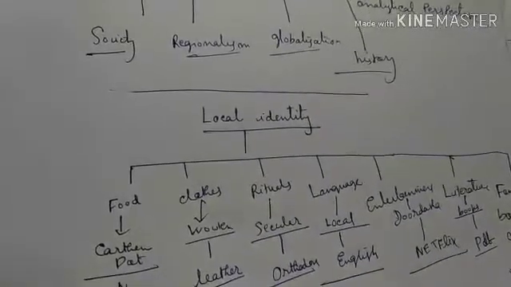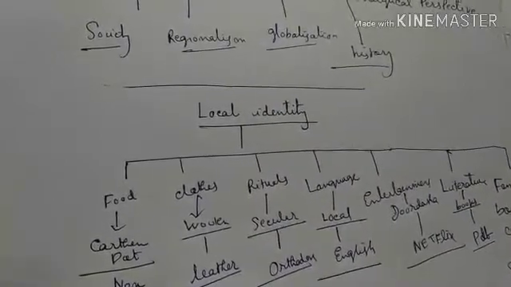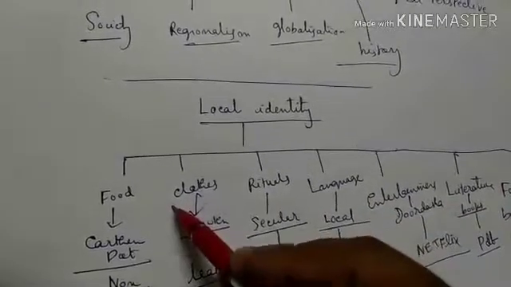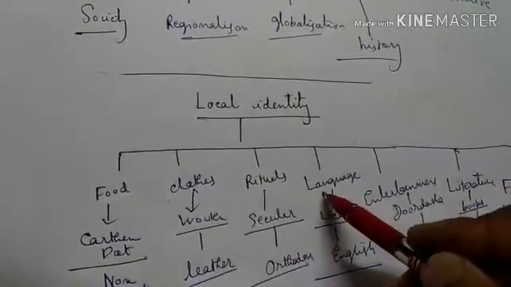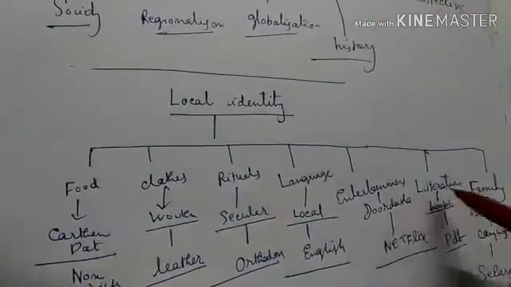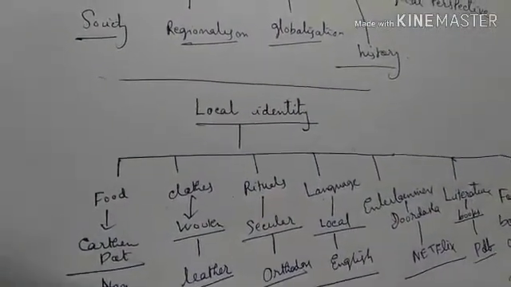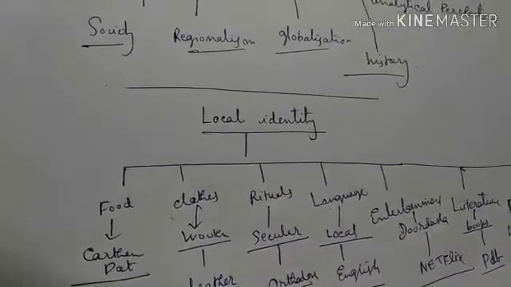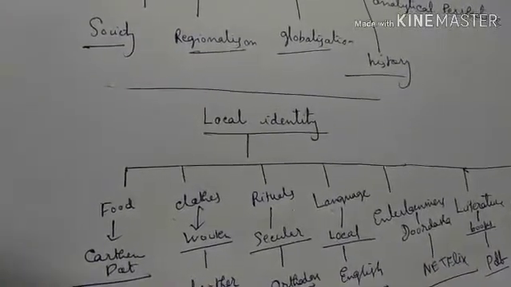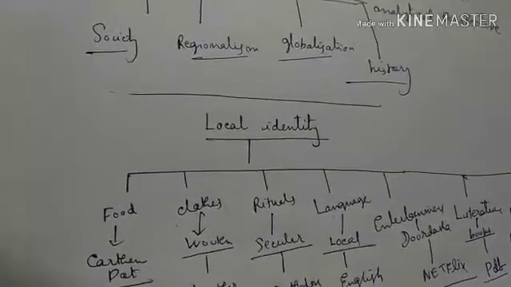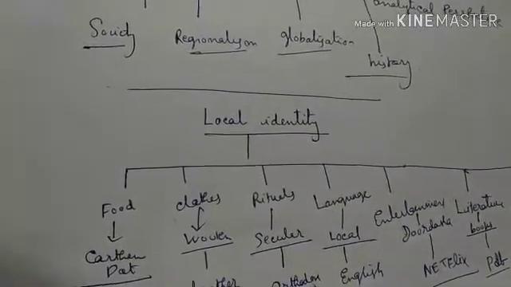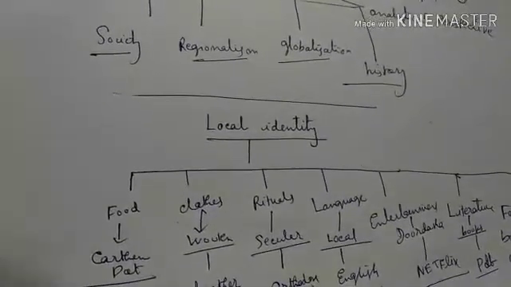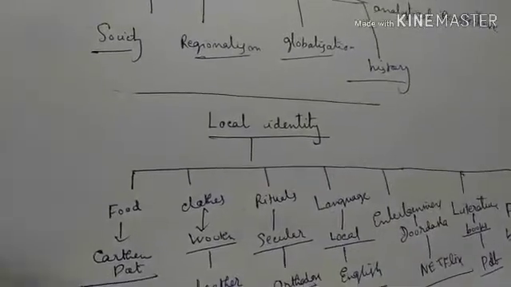But when we say local identity, what does local identity mean? Well, it encompasses a great variety of subjects. For example, food, clothes, rituals, language, entertainment, literature, family bonding, etc. These are only some examples. Besides this, there are a lot of areas with which identity is concerned. But we cannot cover all the things in an answer of 250 words. So we have to skip some elements, but pick up some major elements to prove our answer, so that the examiner will get the prominent parts of the answer.